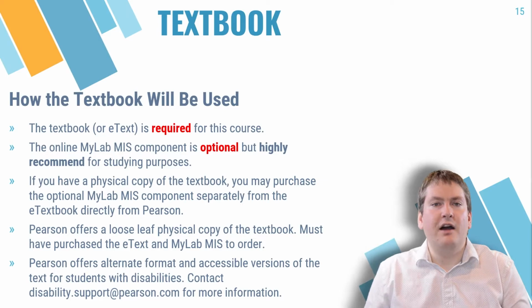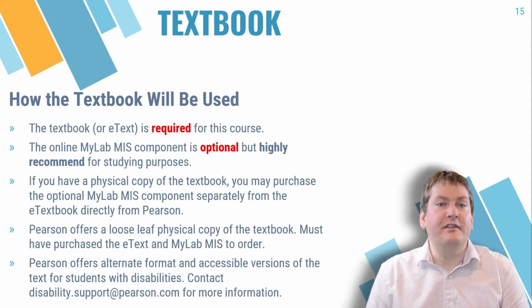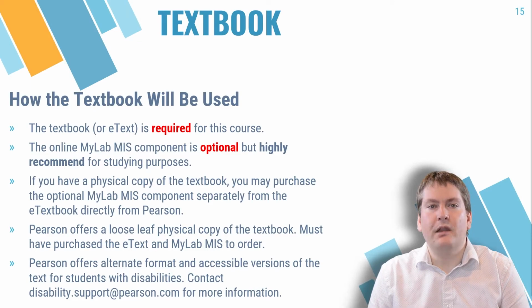So if you have a physical copy of the textbook, in some cases you might be able to purchase the MyLab MIS component separately, but for most of you, they'll be bundled together, so you don't have to worry about that. If for some reason you want a physical copy of the text, you can purchase one from Pearson, but I believe they require you to purchase the e-text copy first, and then they'll send you a discounted physical copy for some price after that.